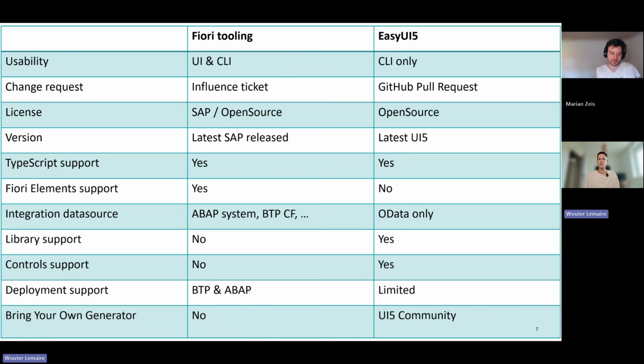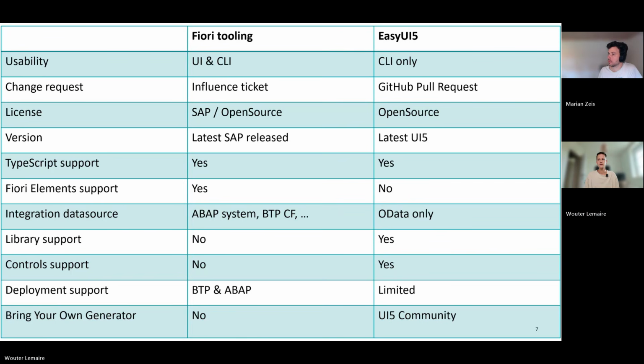First of all, the Fiori Tooling is not only CLI, but also offers a UI, which is different in Easy UI5. But if you have a special request or you want to have a change request, for Easy UI5 you can just make a GitHub pull request. You can do the changes yourself and make this pull request. While for the Fiori Tooling it might be more difficult, although it's now also, is it also on GitHub in the meantime?